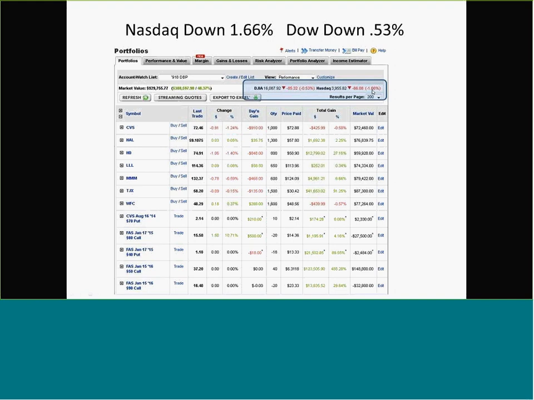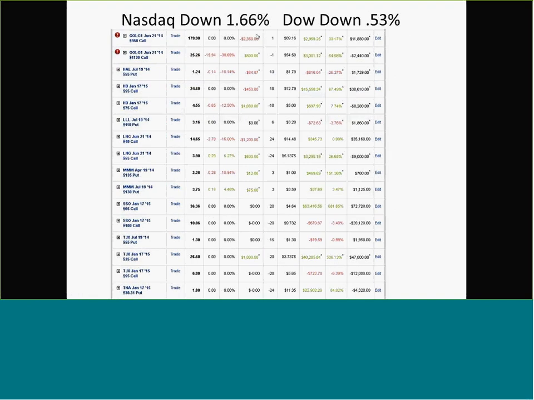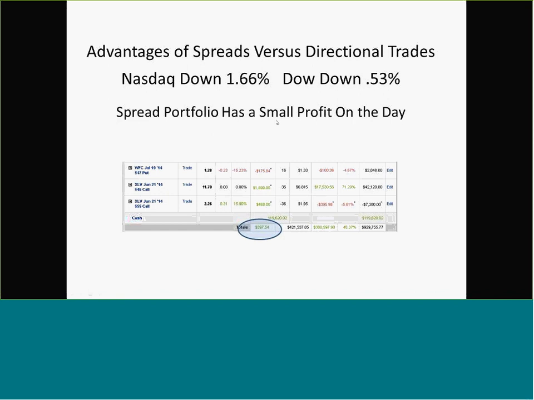This was of my portfolio positions at the time, and these were all spread positions. So I had both stocks and option spreads. And on a day when risk was off and the NASDAQ was down 1.66%, this is a list of all my positions. I actually had a slight profit on the day of $397. So on a big risk-off day with these various spreads, I actually had a slight profit for the day.